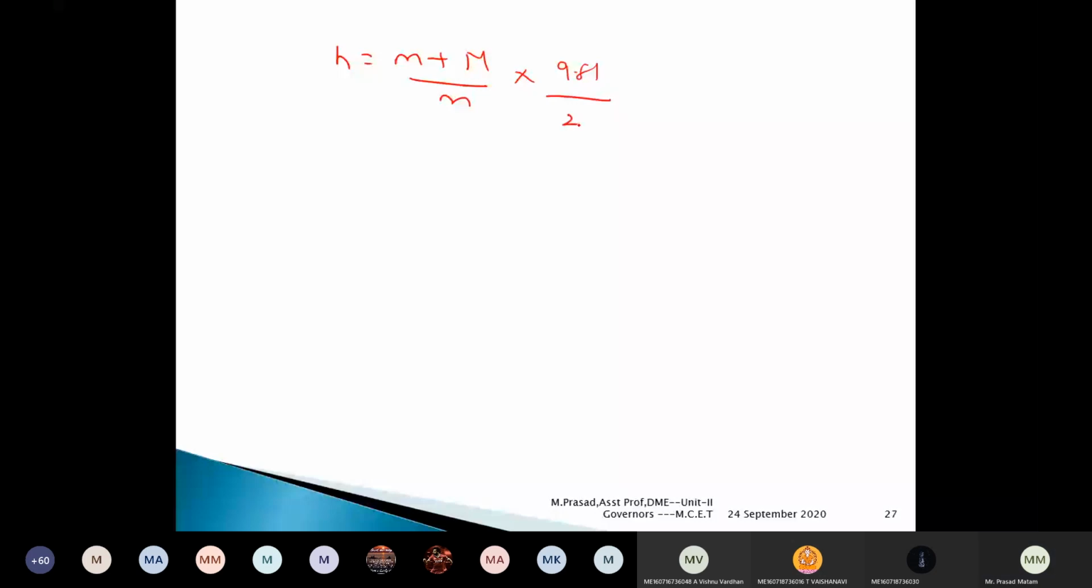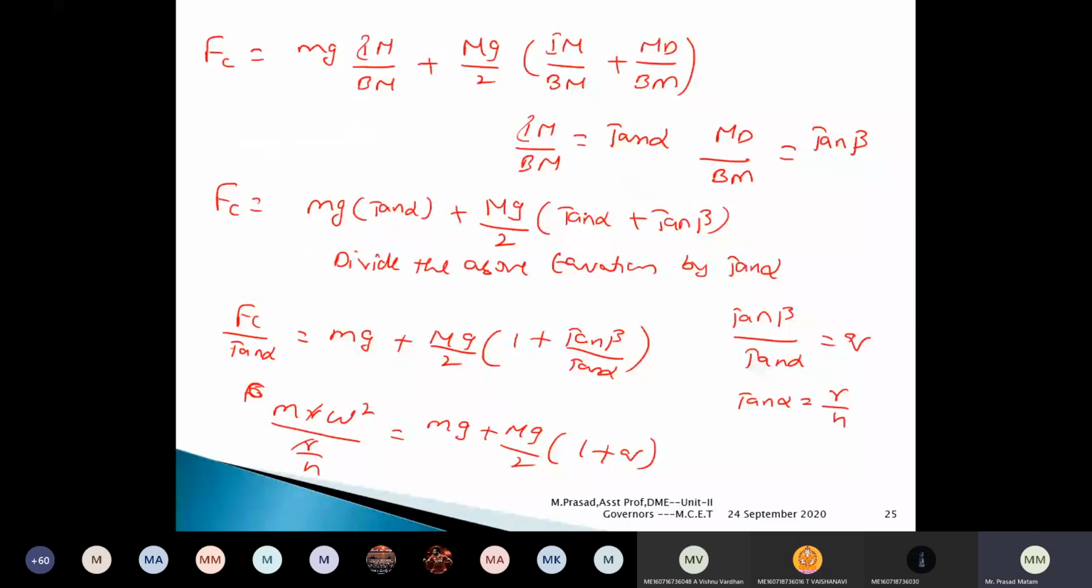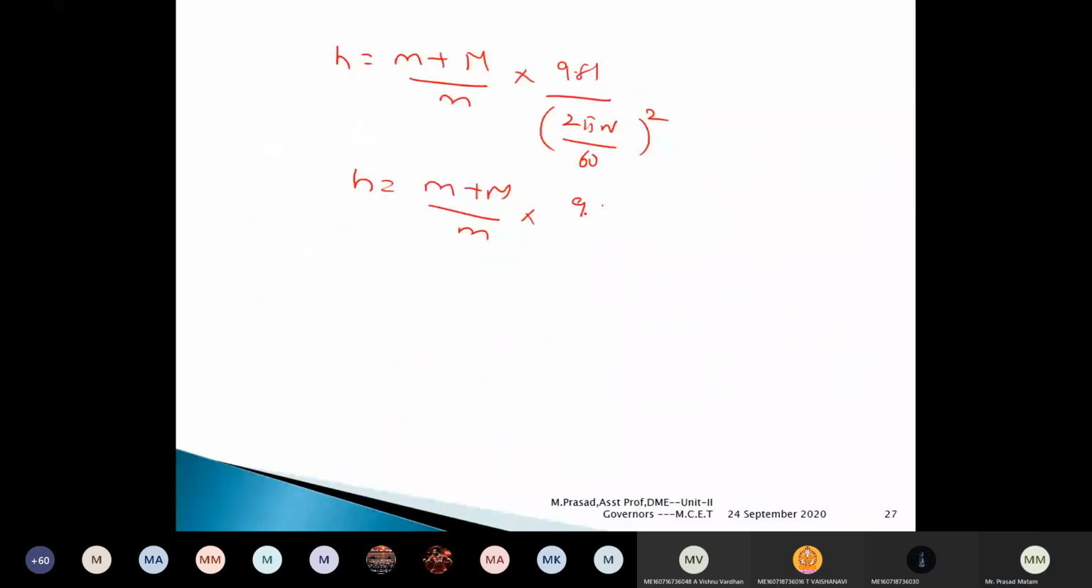Yeah. So omega I'm keeping as (2 pi N by 60) whole square. Now solve and give this equation, how much you are getting. H is equal to, finally, (small m plus capital M) by m into 895 by N square. So this equation holds good when friction is not considered.